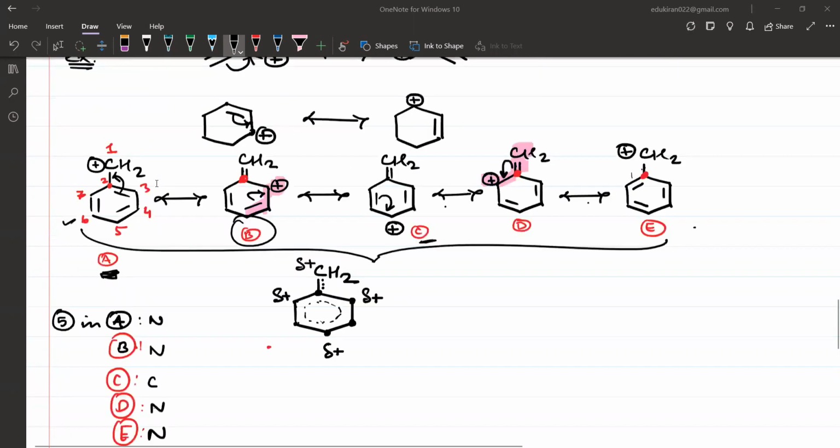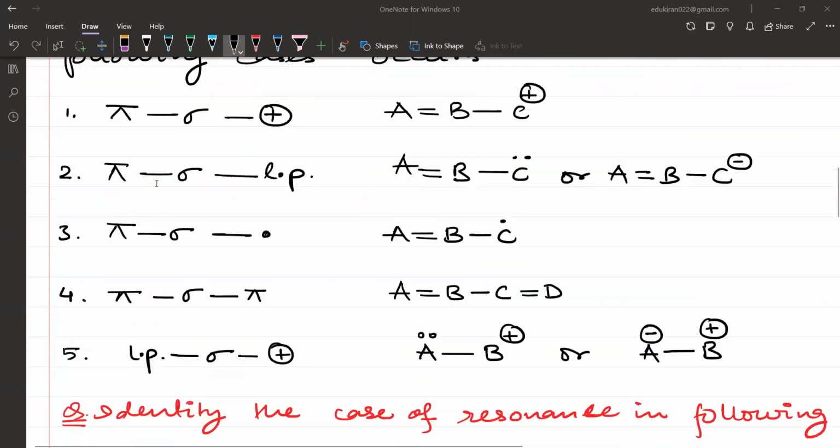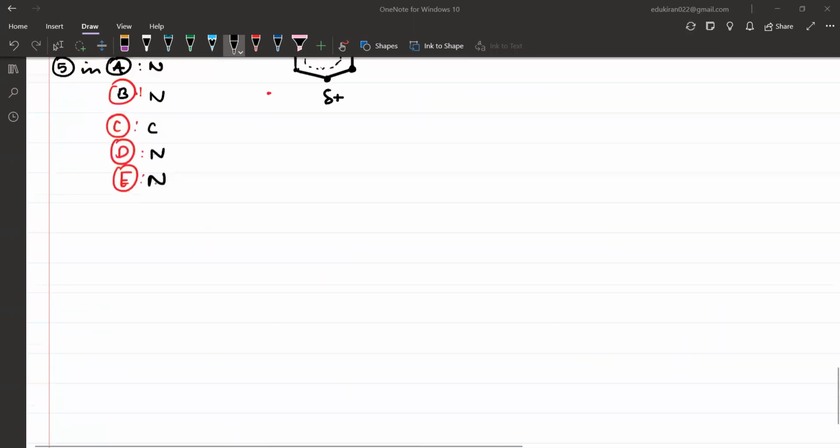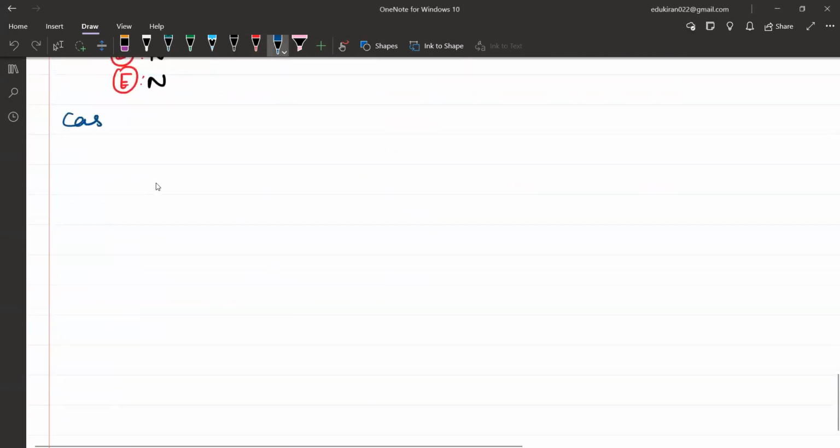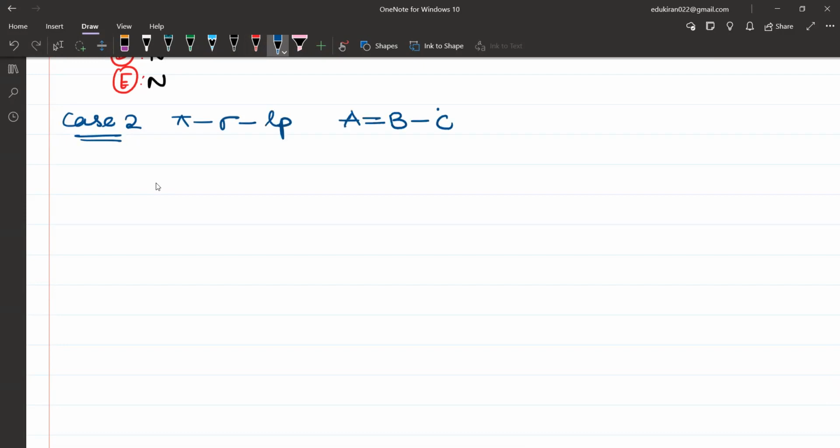Right, next. What is the next case that we can have? Pi, sigma, and lone pair. Right, case 2. A double bond B, single bond C with a lone pair, or A double bond B, single bond C with a negative charge. ठीक है? चलिए, write the first structure. Example, you have A double bond B, and here you have, let us suppose, negative charge.